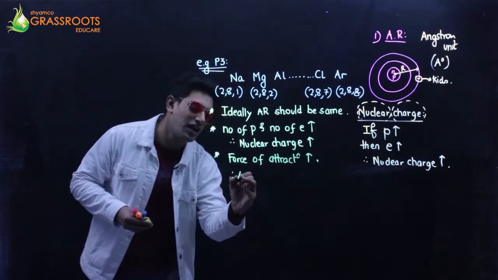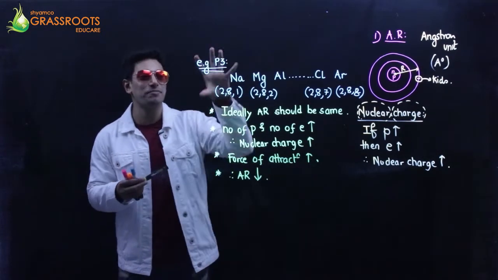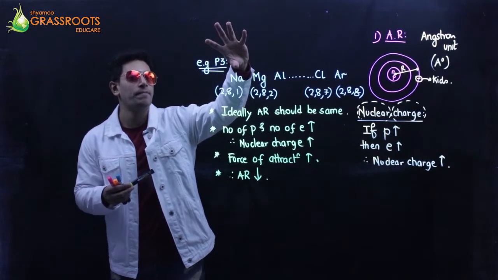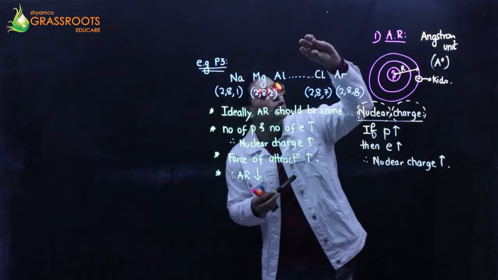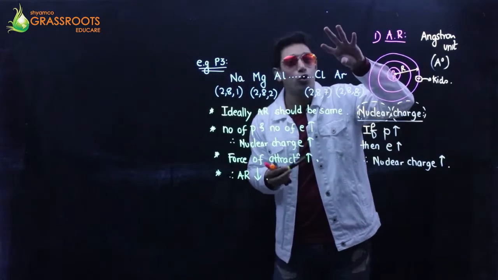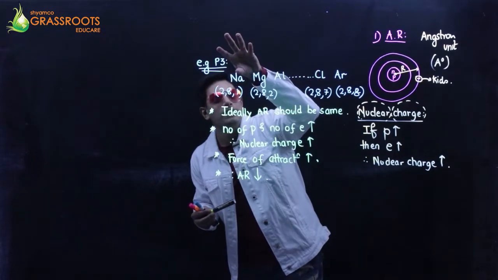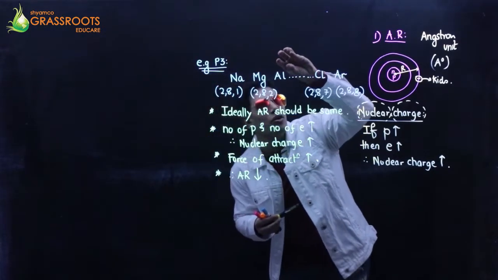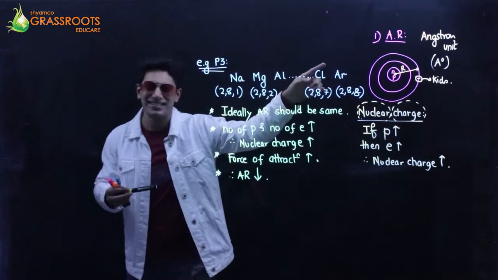And therefore the atomic radius decreases. So guys, look at my gesture. Sodium, magnesium, aluminium, chlorine, argon. Oh, what did I do? Look at this. Big, small, small, small, small, small, big. In general, that's an exception.